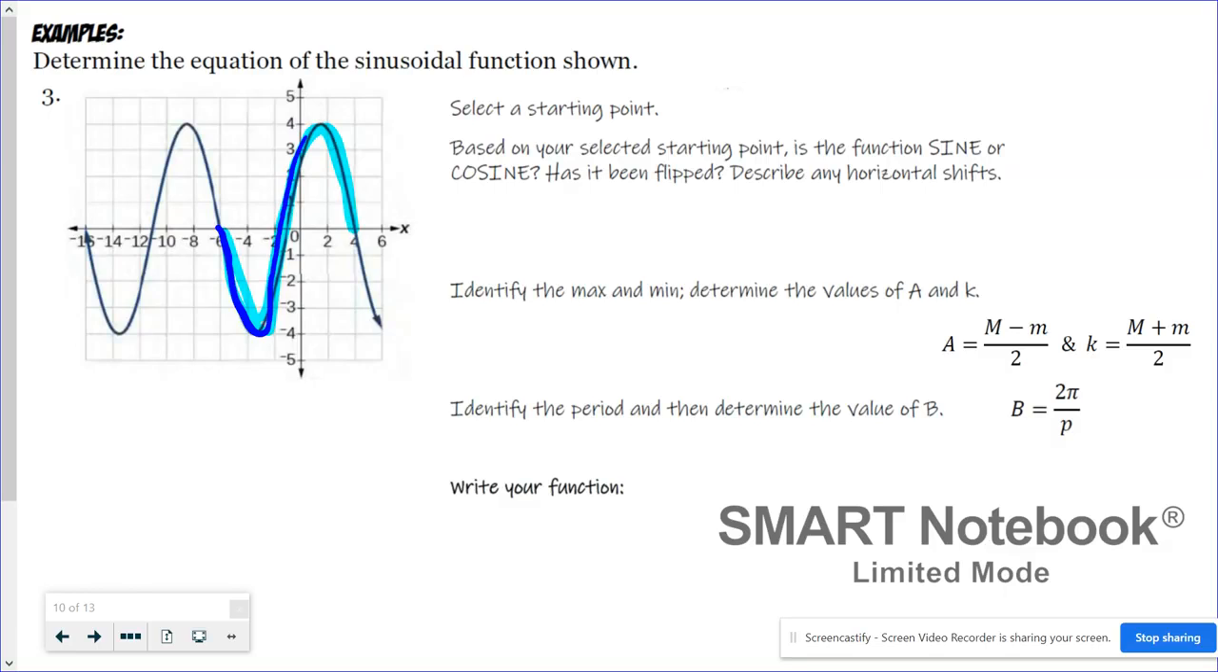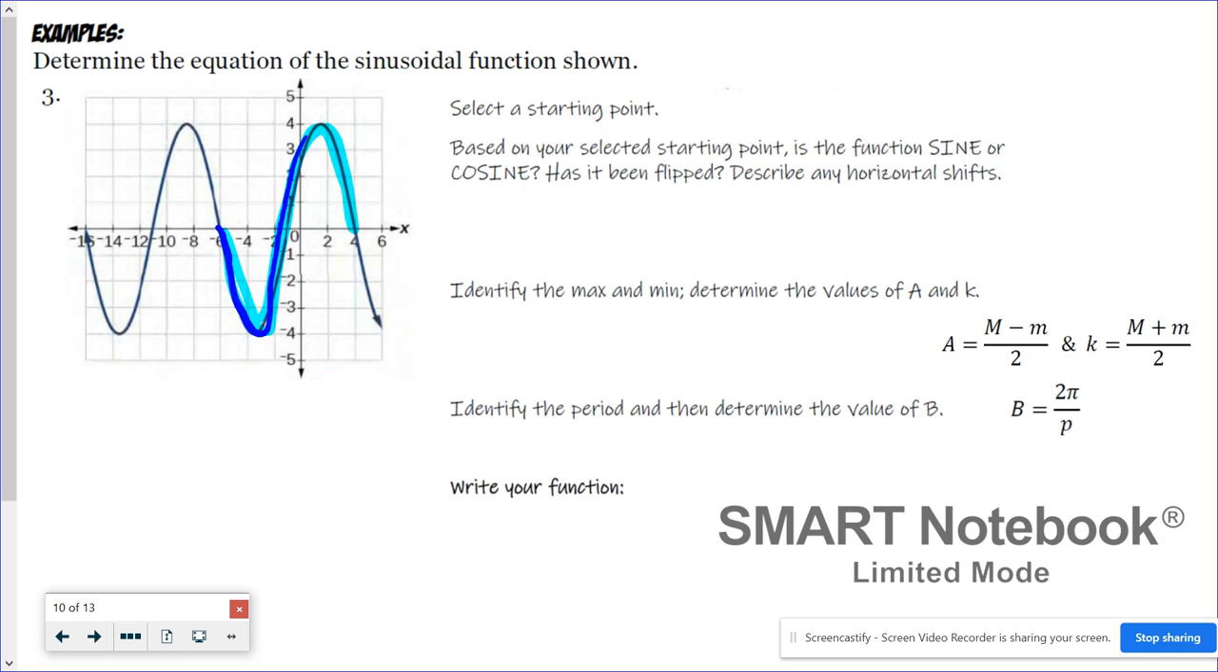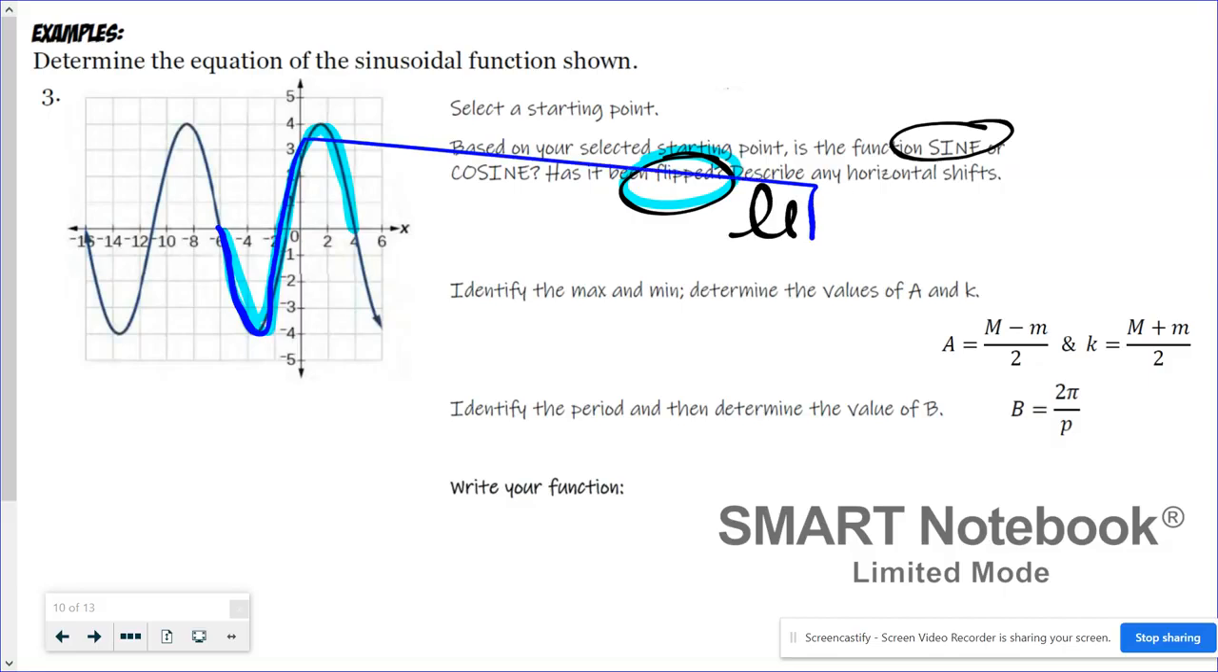So based on my starting point being at -6 there, this is what I know, because that's the midline, all right? So this is going to be a sine function. Has it been flipped? Yes, it has been flipped, okay? And I'm starting to the left 6 units, okay?